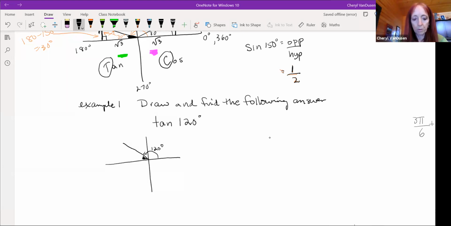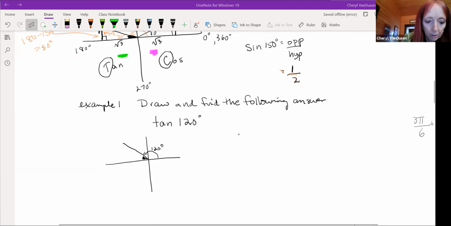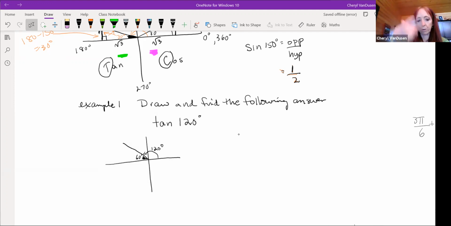Someone type me up what the reference angle would be. What's that number going to be in there? Perfect. Thank you very much. So that is 60 degrees. Excellent. Again, we go from 180 back to 120 to find it.